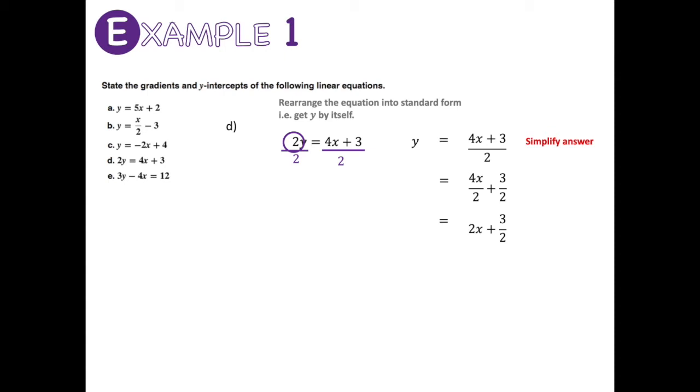3 over 2. So now that I've got it in that standard form of y equals mx plus c, I can go ahead and identify the gradient and the y-intercept. My gradient is going to be 2, and my y-intercept is going to be 3 over 2, which is equal to 1.5. So that's an example of needing to rearrange the equation first before I can identify the gradient and the y-intercept from that standard form of y equals mx plus c.